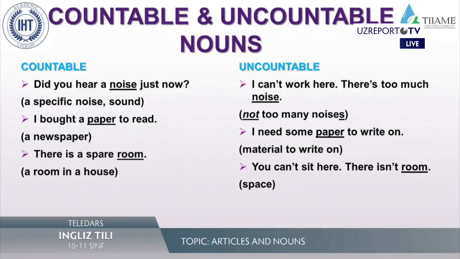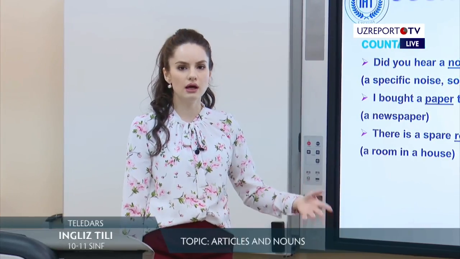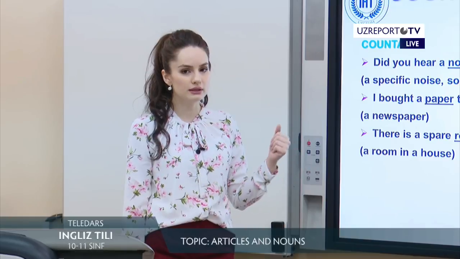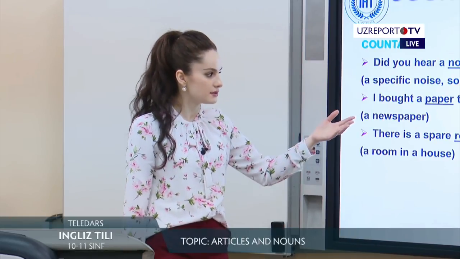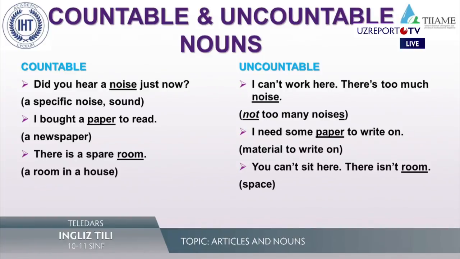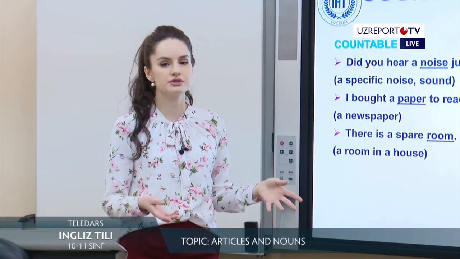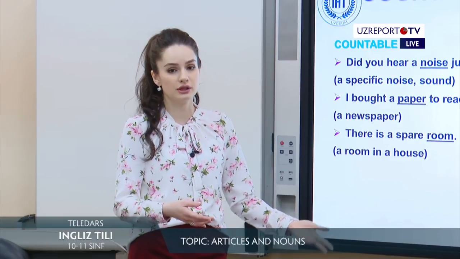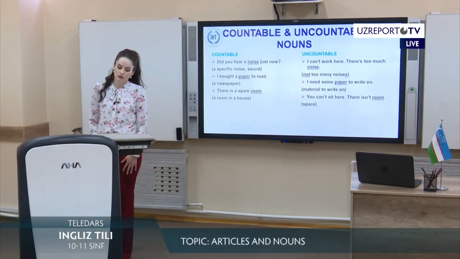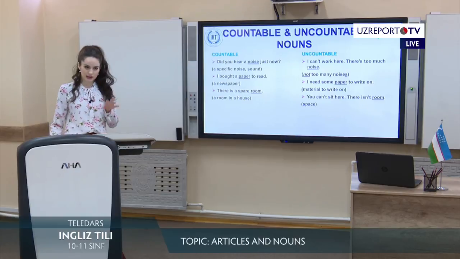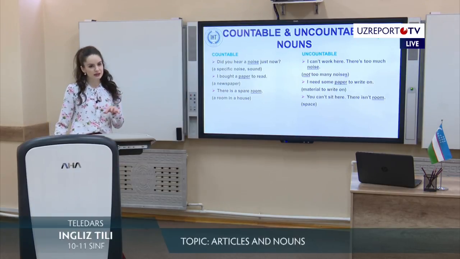So, there is a spare room, example number 3. A spare room, you may say, I have 2 spare rooms in my house. You may count them. How many rooms do you have? What about another example? You can sit here. There isn't room. We talk about space, which we cannot call a room, and maybe it's impossible to stay there for a long time, or it's inconvenient. Well, it was about nouns which are countable and uncountable in some situations at the same time.